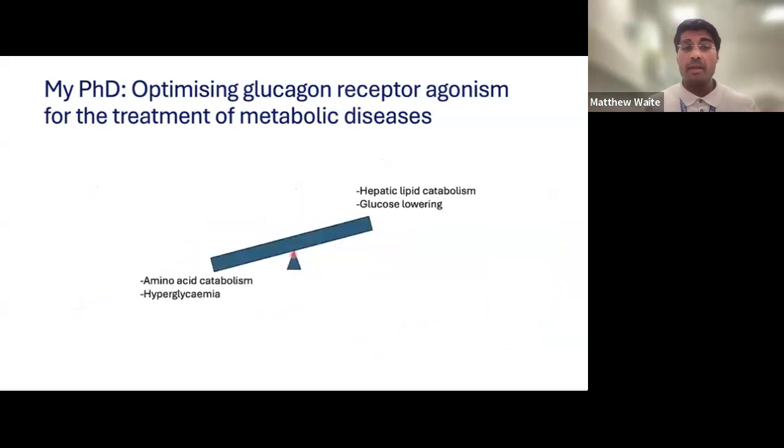So I'm really hoping with my PhD to find a way of being on this side of the seesaw of using glucagon to really lower liver fat, which is beneficial for type 2 diabetes, obesity, and fatty liver disease, but avoiding amino acid catabolism. So therefore, it's really crucial I can measure amino acids as part of my PhD.